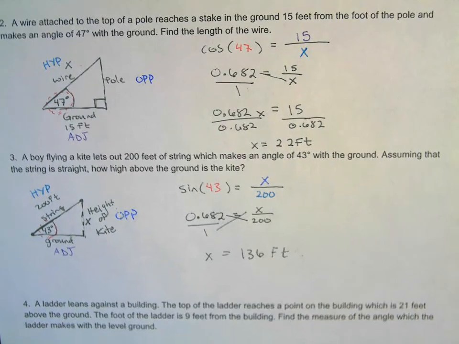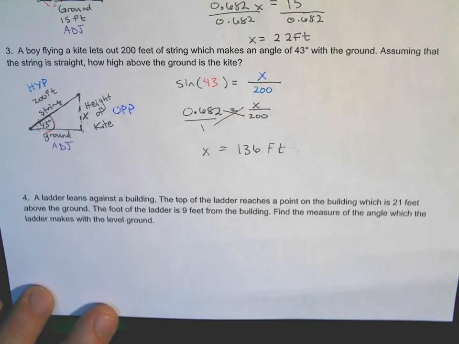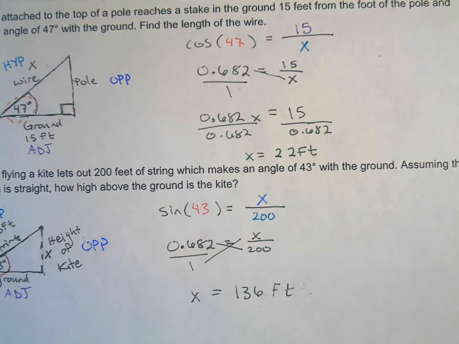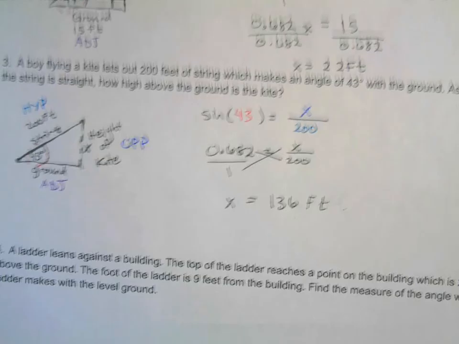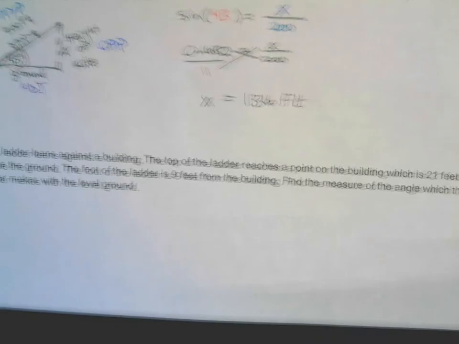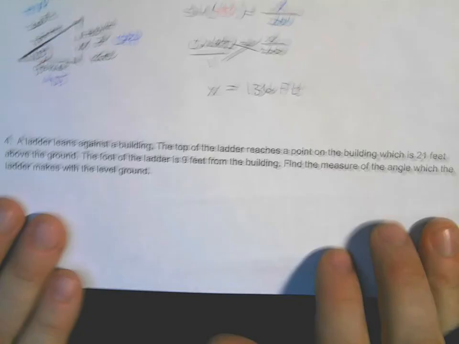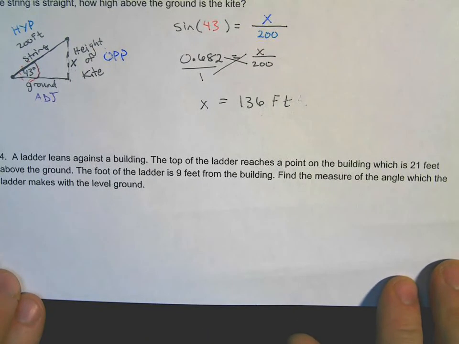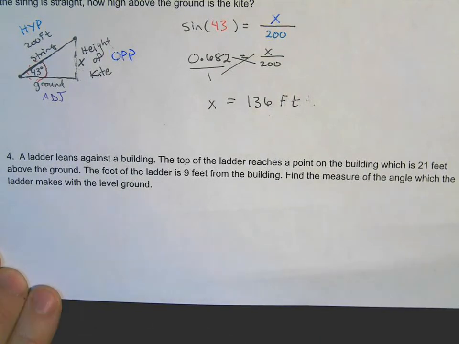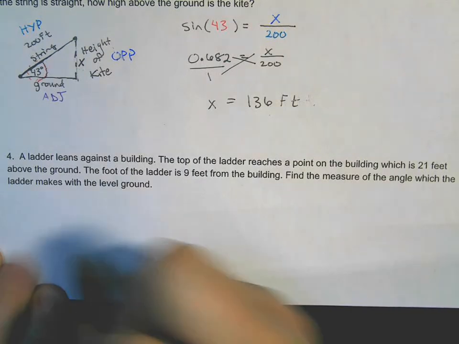Okay, so let's do one more. We're going to draw a picture. So a ladder leans against the building. The top of the ladder reaches a point on the building which is 21 feet above the ground. The foot of the ladder is 9 feet from the building. Find the measure of the angle which the ladder makes with the level ground.